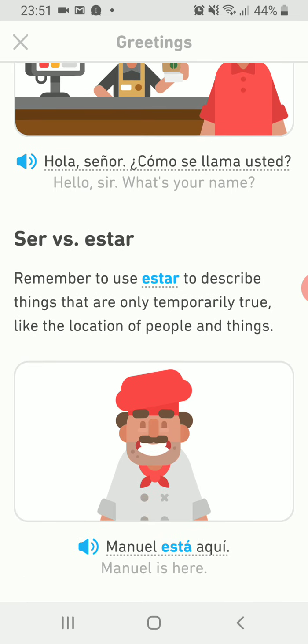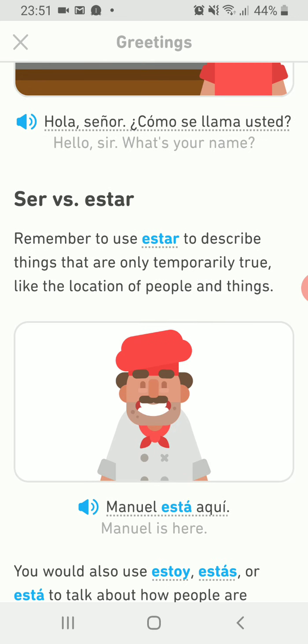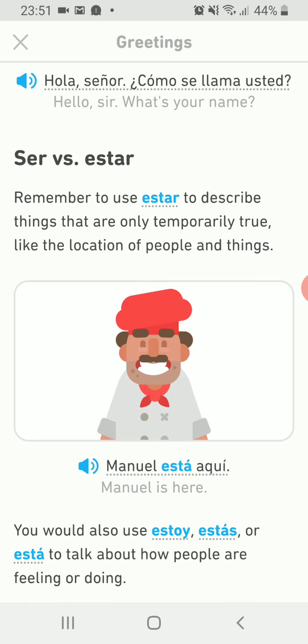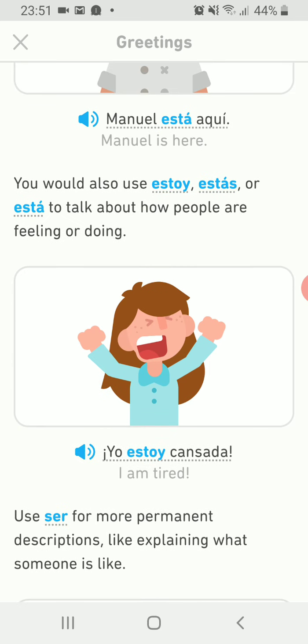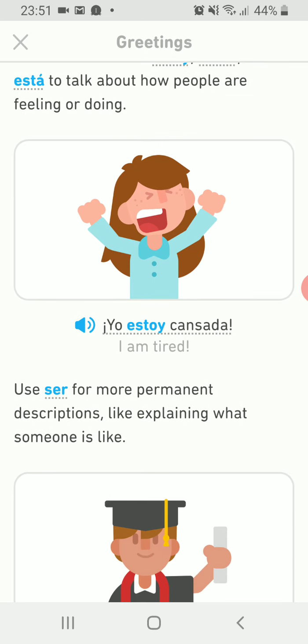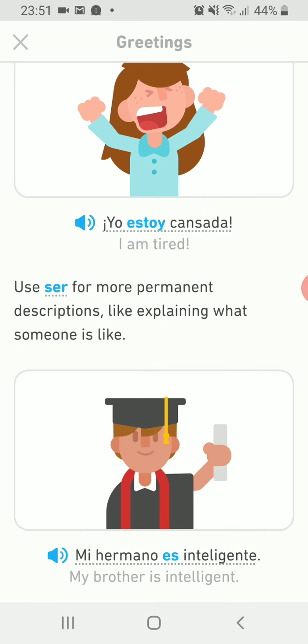Ser versus estar. We know that there are two verbs to be in Spanish. Remember to use estar to describe things that are only temporarily true, like the location of people and things. Manuel está aquí. Manuel is here. You should also use estoy, estás, or está to talk about how people are feeling or doing. So that's temporary. It's about feeling. So yo estoy cansada, I am tired. That's about a girl. If I talk about myself, it's going to be yo estoy cansado.